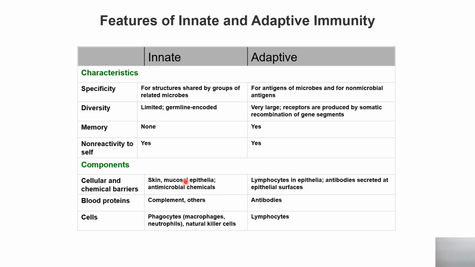Now these are the components. What are the chemical and cellular components for adaptive immunity? The lymphocytes in epithelia, antibodies secreted at the epithelial surfaces. Blood proteins will be antibodies, like complement was for innate, and cells will be lymphocytes.